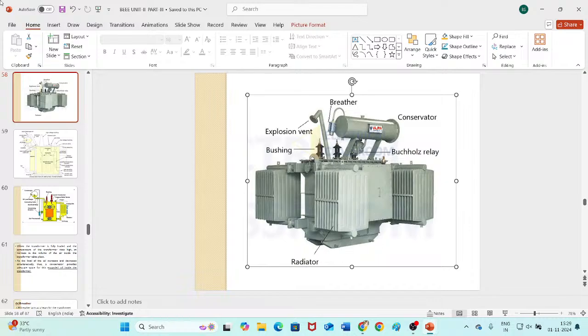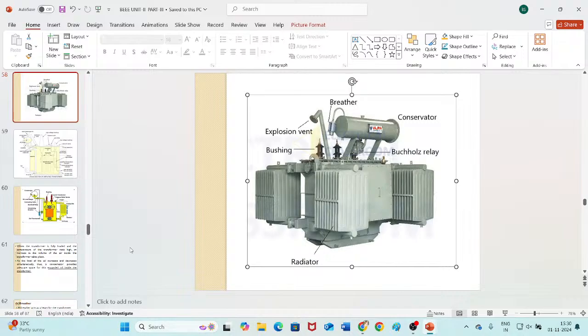Now let us see what is meant by these radiators. You can see these are the radiators. The main purpose of the radiator is to cool the transformer. So indirectly, what is getting heated up? Transformer oil is getting heated up. So to cool the transformer oil, these radiators will help. The radiator is a detachable device. The upper portion and lower portion of the radiator are connected to the transformer tank.